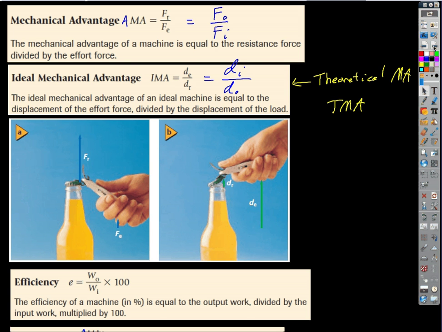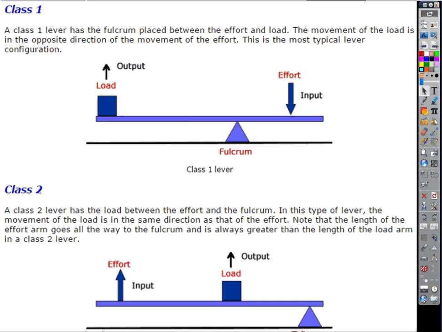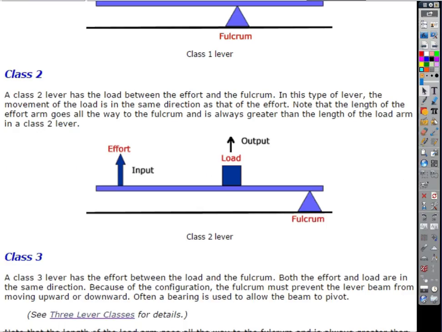So if we want to calculate the ideal mechanical advantage for a second-class lever, look at the lengths of the arms here. Here's the input arm, or the effort arm, right? We'll call that D sub I, input arm. Here's the output arm.